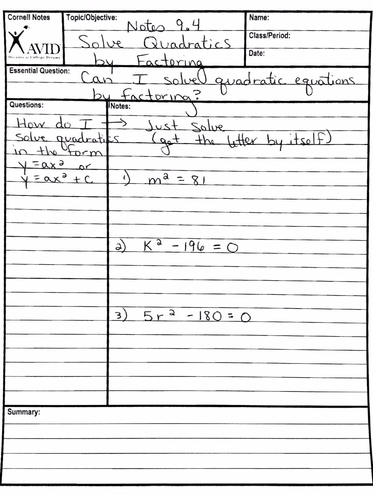We just want to solve. Don't make this difficult, just solve. Get the letter by itself. So here we go. First one, and I might move a little quick through this because this is a review. Draw that line down the equal sign.